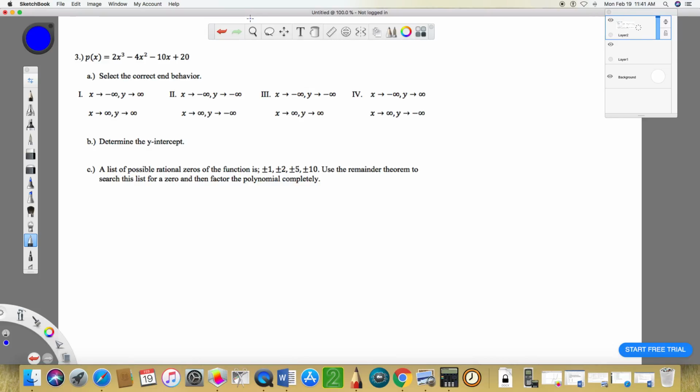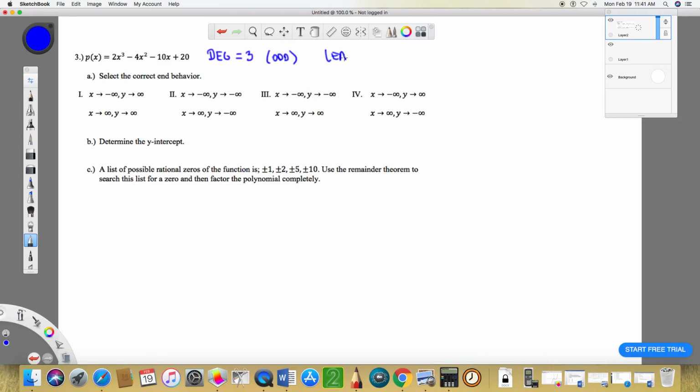Let's take a look here at problem number 3. We have a third degree polynomial function. So we don't have any X method or any type of way that we can really factor this. Sometimes you can factor by grouping, but not all the time.